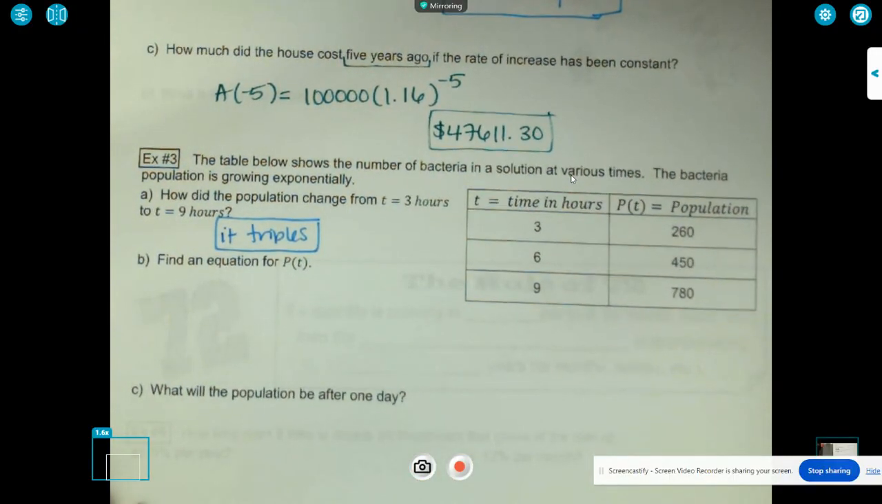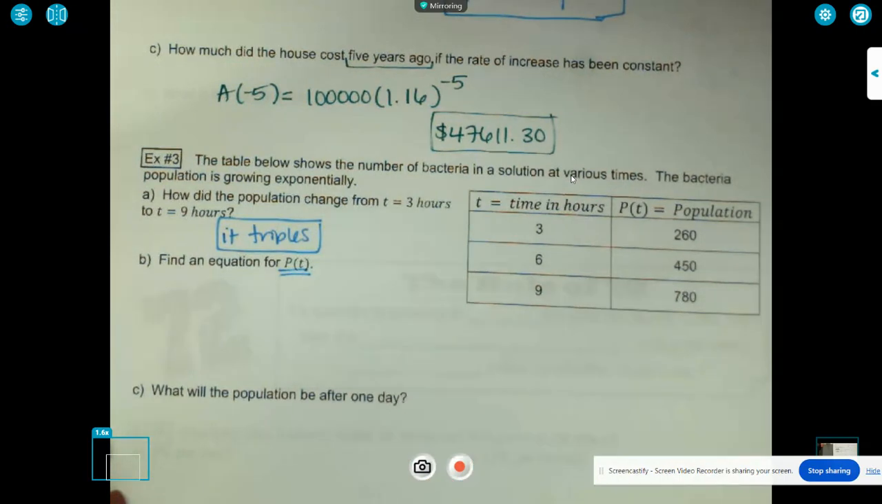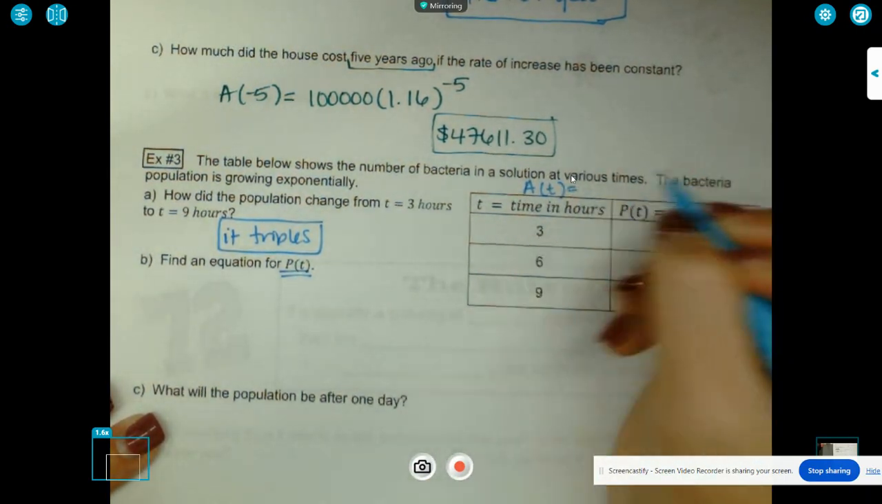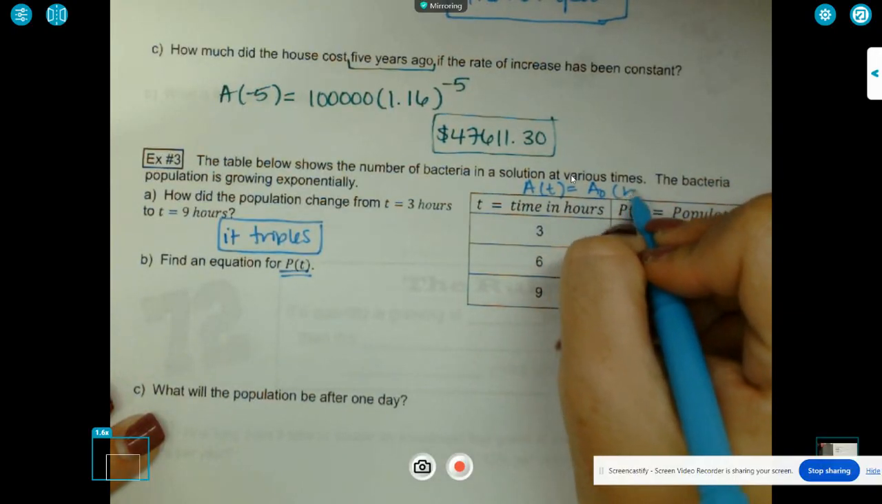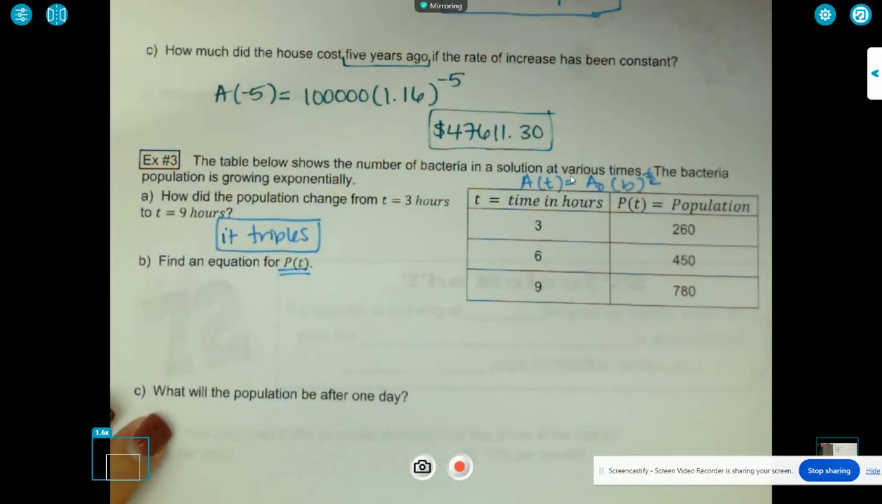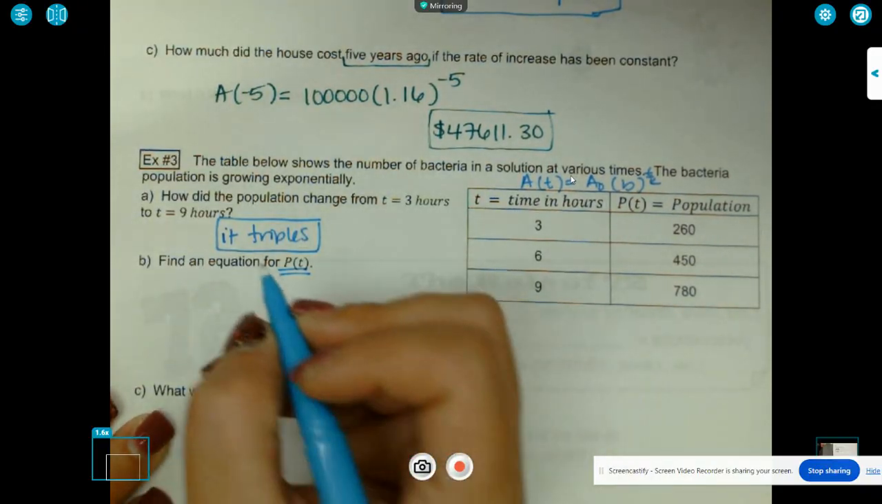All right, so now they want us to find an equation. Okay, well, if it triples, which equation are we using? The second one, right? The right one. Is everybody with me? Our base is going to be a 3. Okay, so what do we know? They want us to use P of t. So I know my original equation was this right here. A of t equals A0 B to the t over k. That's my original equation that is on my other page, right? Okay, but they're using P of t, so I'm going to use P of t.